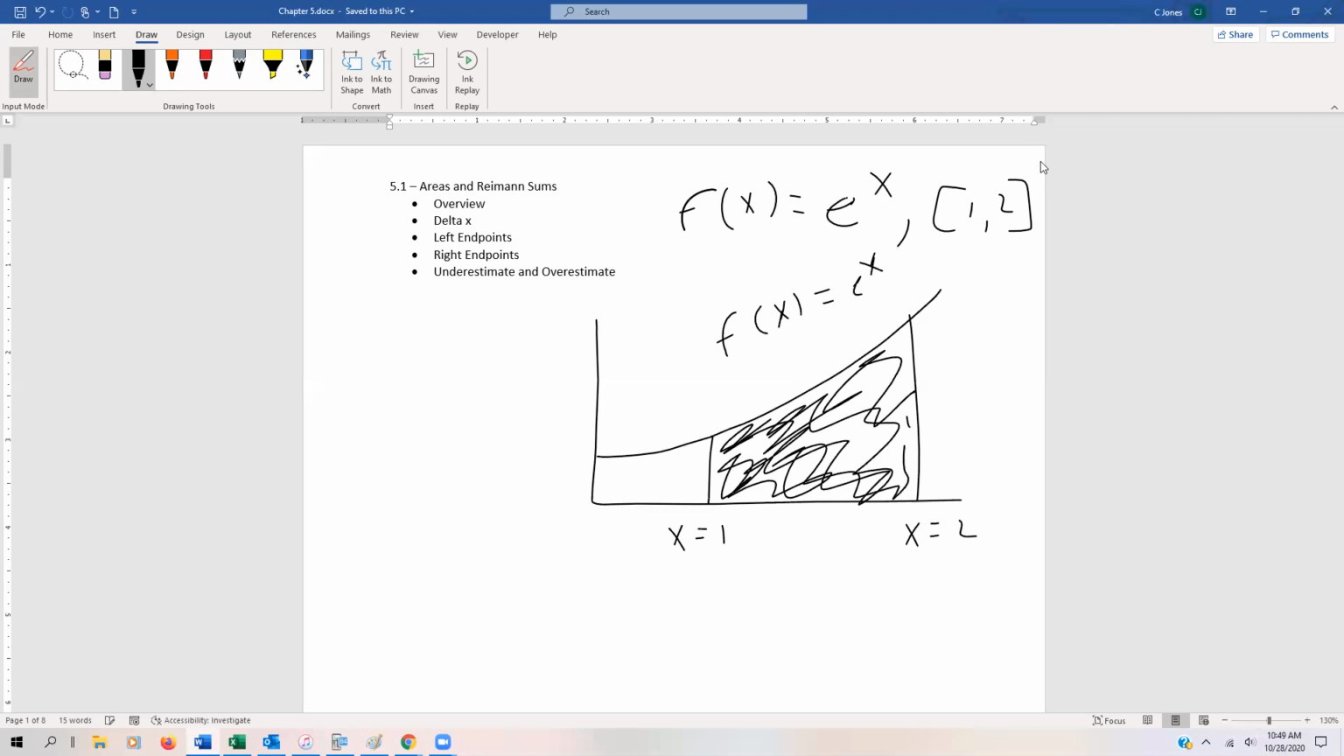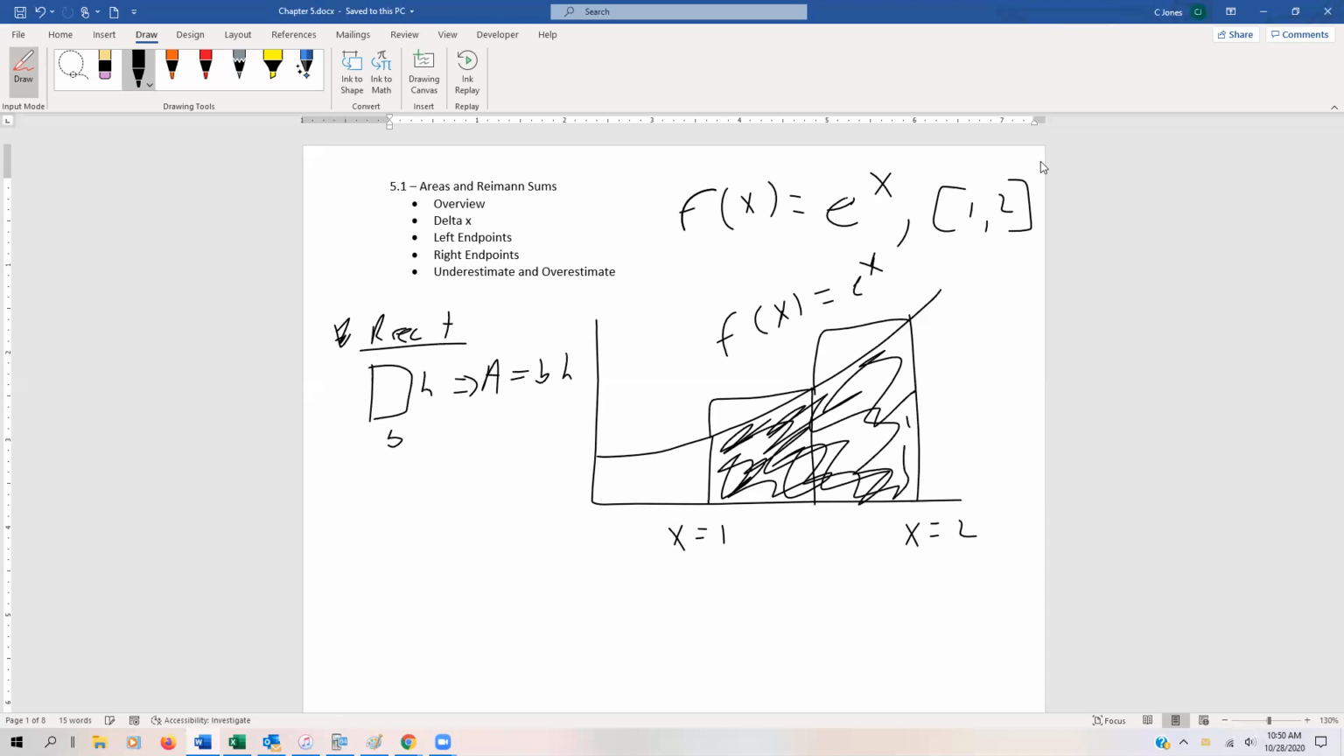Well, one way to do that is to use a very basic geometric object to approximate the area. We would partition the area under the curve into those basic geometric objects. And one of the most basic geometric objects is a rectangle. And we know that with a rectangle that has a base and a height, the area is equal to the base times the height. So what we could do is we could just divide it up.